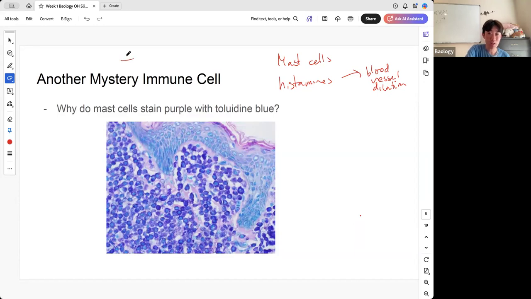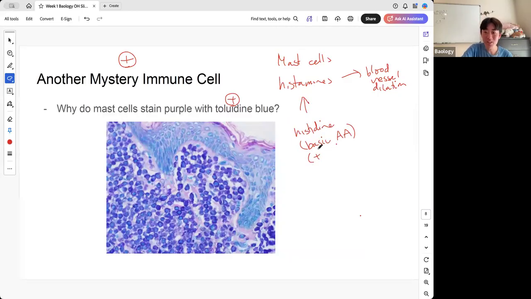Toluidine blue is positively charged, so I should write that here. And then histamine is derived from the amino acid histidine. So it comes from histidine, which is a basic amino acid. I'm sorry if I'm throwing a lot of words at you right now, but that means that usually it is positively charged.